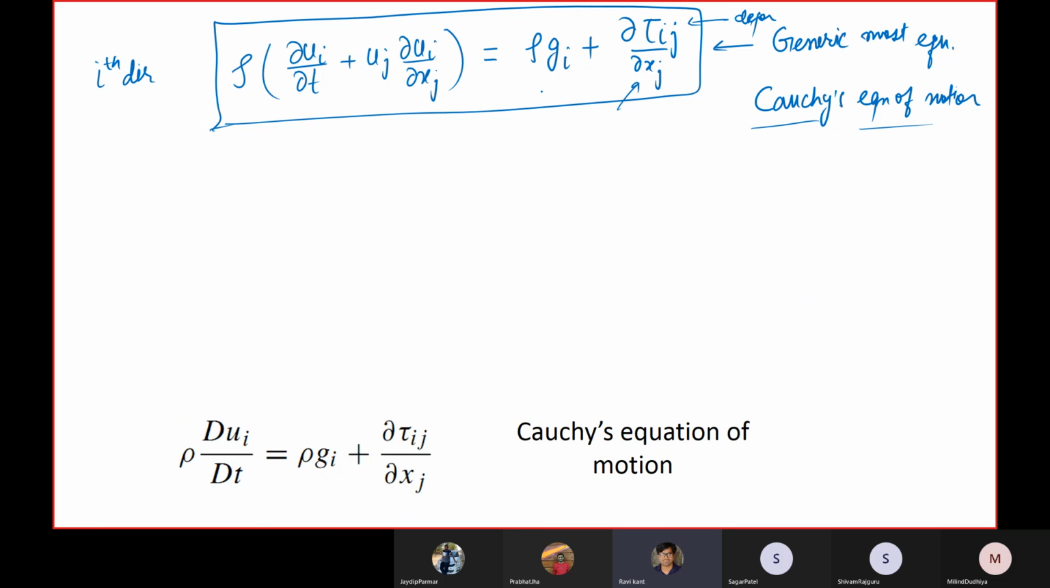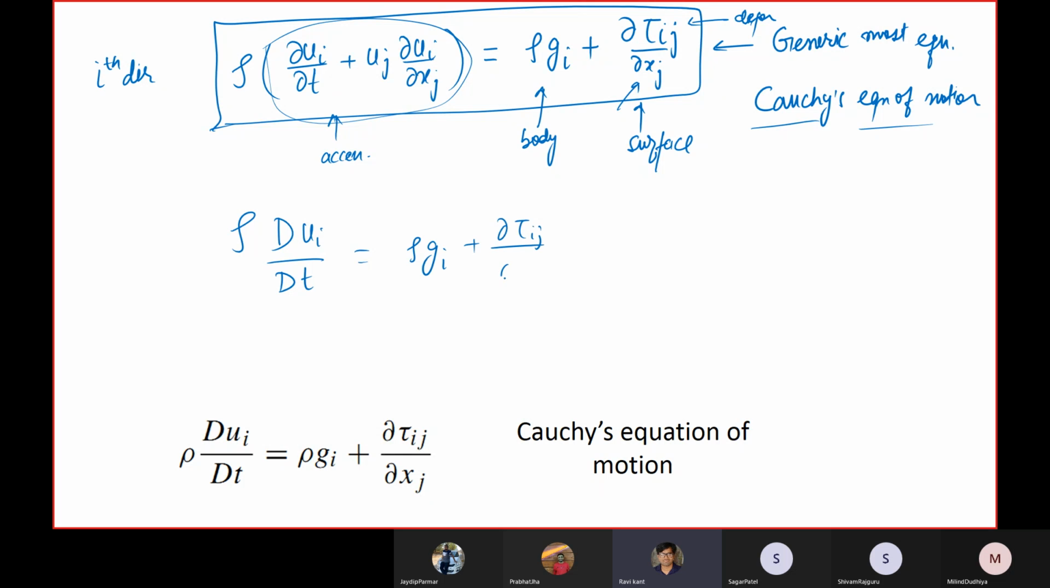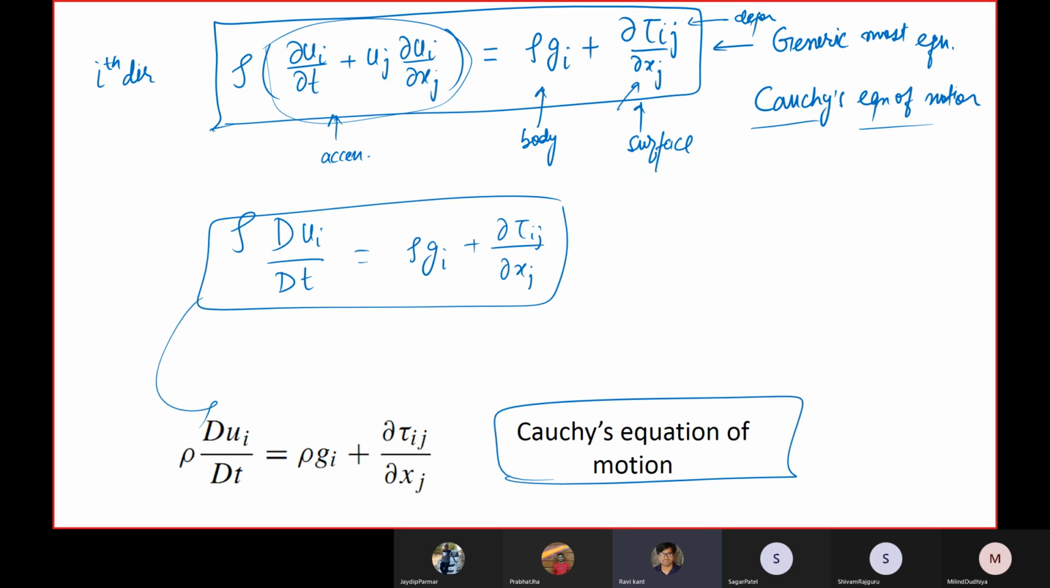Okay, and this was your body force per unit volume. This was your surface force per unit volume, and this is your acceleration in the Lagrangian description. And this whole thing can be written using the capital D operator: rho D ui by Dt is nothing but rho gi plus dou tau ij by dou xj. This is also written over here, which is known as Cauchy's equation of motion.